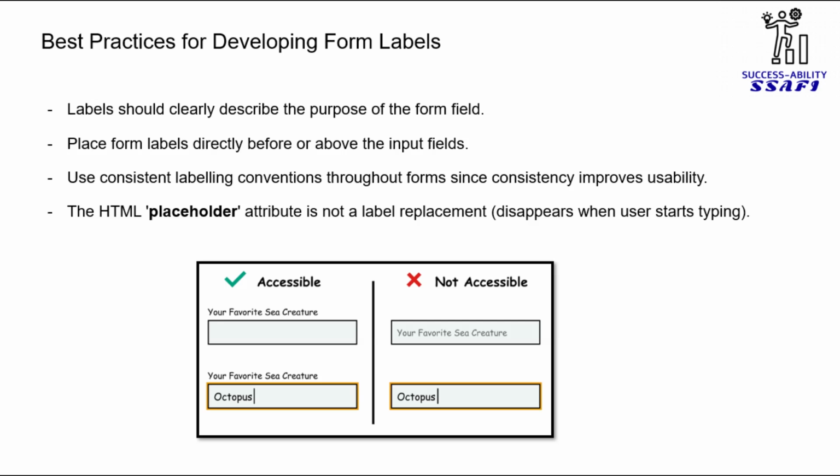If visible labels are not feasible, for example, in a compact design on tablets, phones, and wearable devices, use hidden labels with CSS, but make sure they are still accessible to screen readers adjacent to their associated form control. The HTML placeholder attribute is not a label replacement because it disappears when the user starts typing, making it challenging for users to recall the expected input. Always pair placeholder text with a visible label. By following these best practices, you can ensure that your forms are accessible and user-friendly, providing a better experience for all users, including those with disabilities.